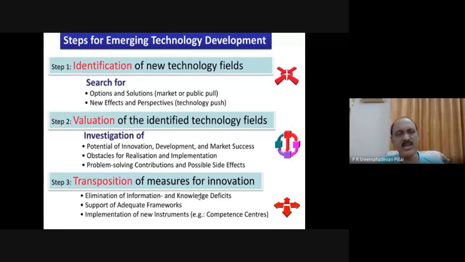And there are three steps in that. First thing is identification of a new technology which gives options and solutions and new effects and perspectives for technology push. And second one is valuation of the identified technology fields so that we can investigate whether there is an innovation in that, whether there is development in that, whether there is an acceptance and market success in that, and what are the obstacles in it. You can say hi-fi technology, but it has to really work.